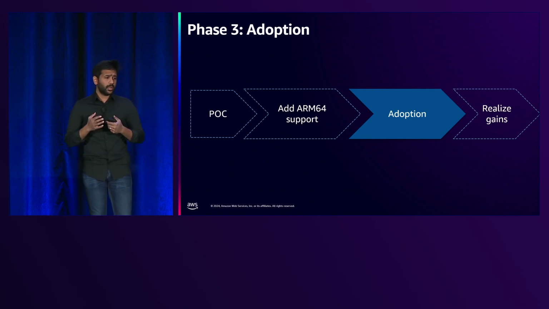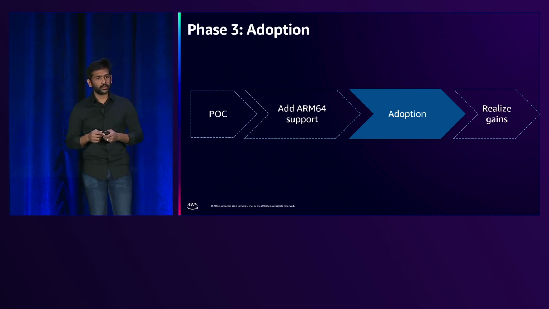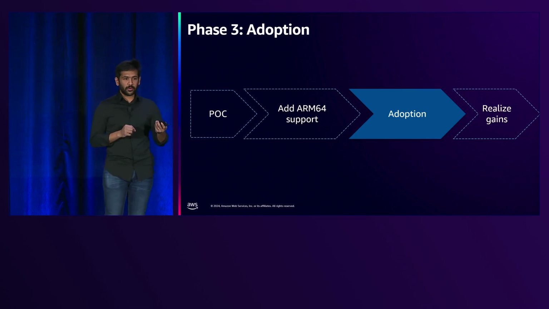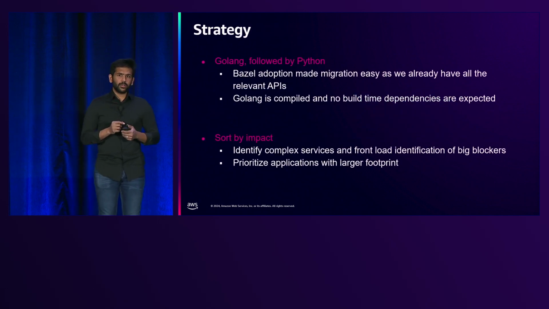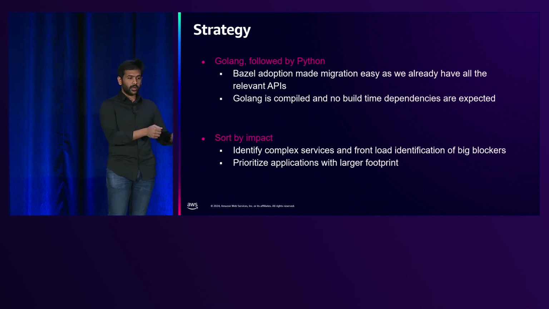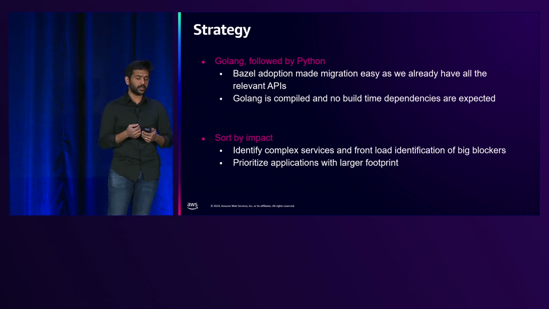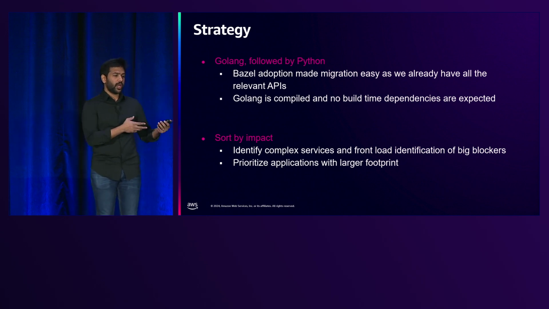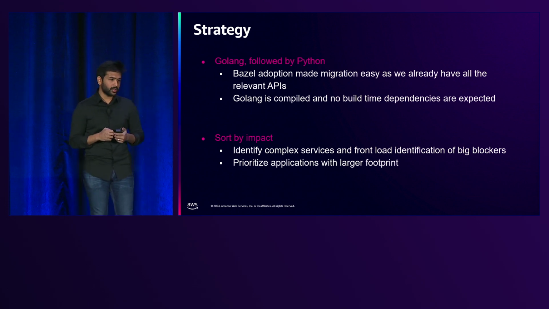All right, now that we have done the POC, we have added ARM64 support, and we exposed a bunch of APIs. We went through the process of adopting Graviton for all our workloads. So there is a simple strategy that we used. One is prefer Golang because it was automatically eligible and we didn't have to do anything to adopt the applications onto Graviton while we build the support for pre-built Python wheels and packages.